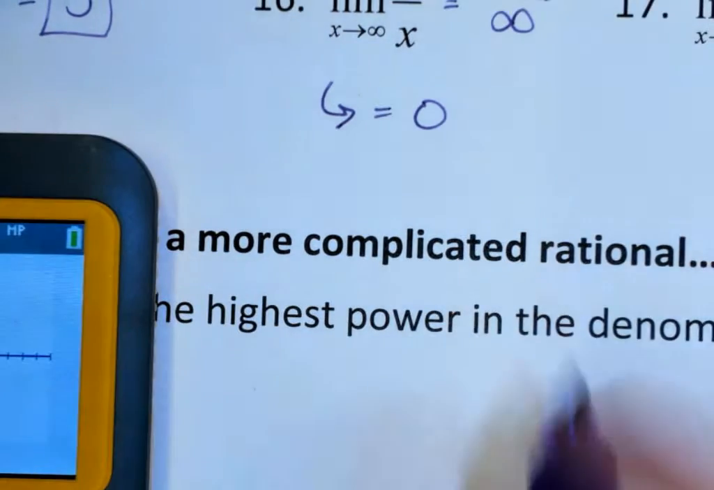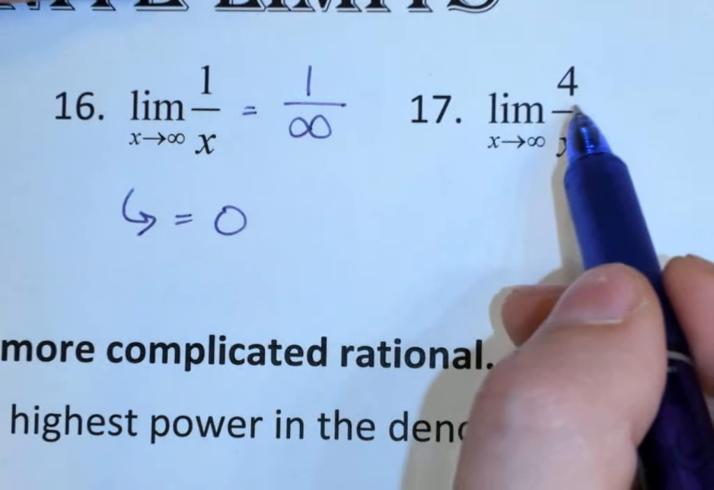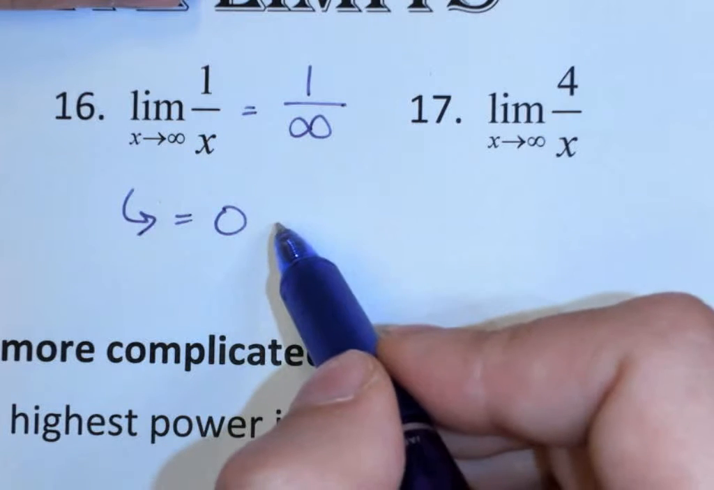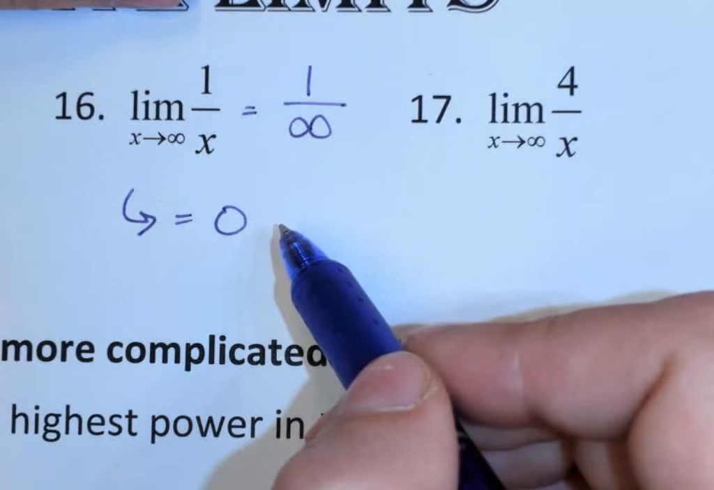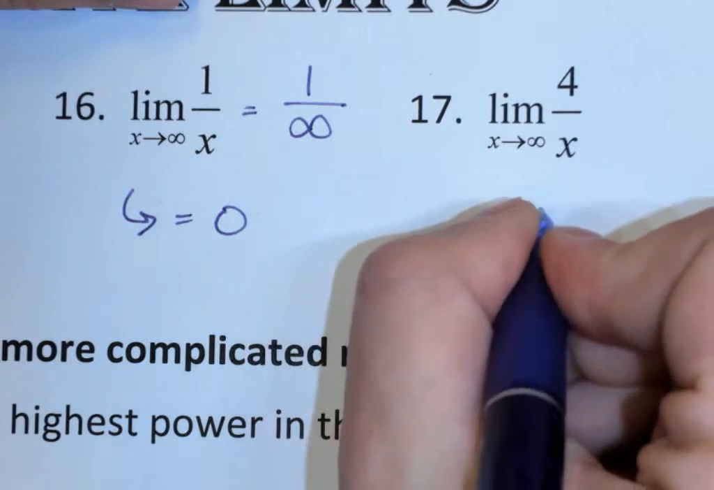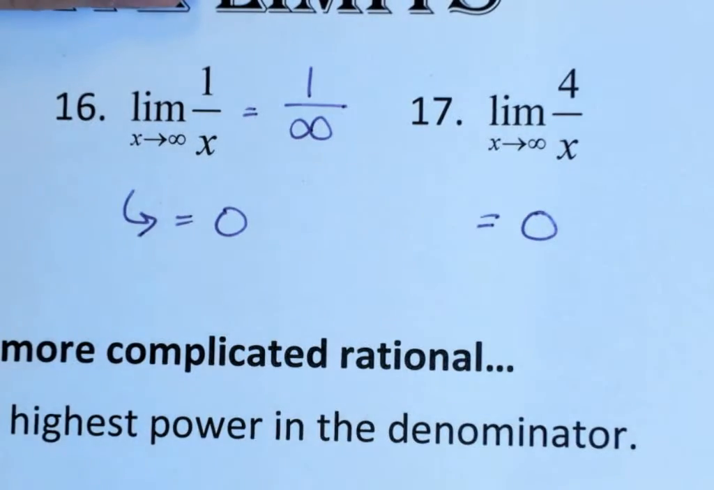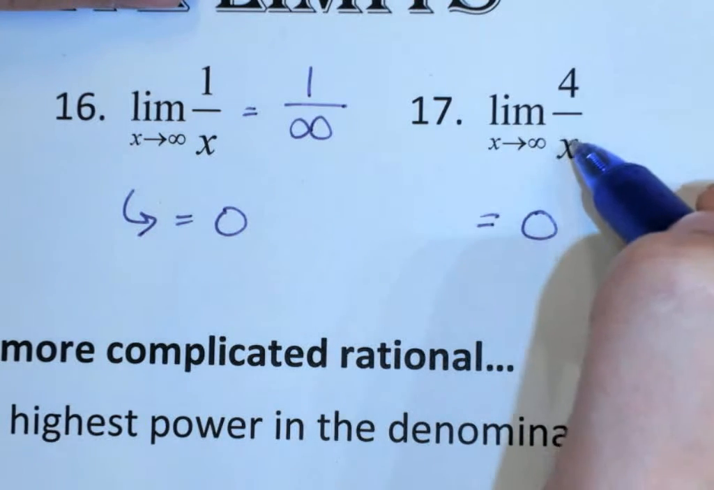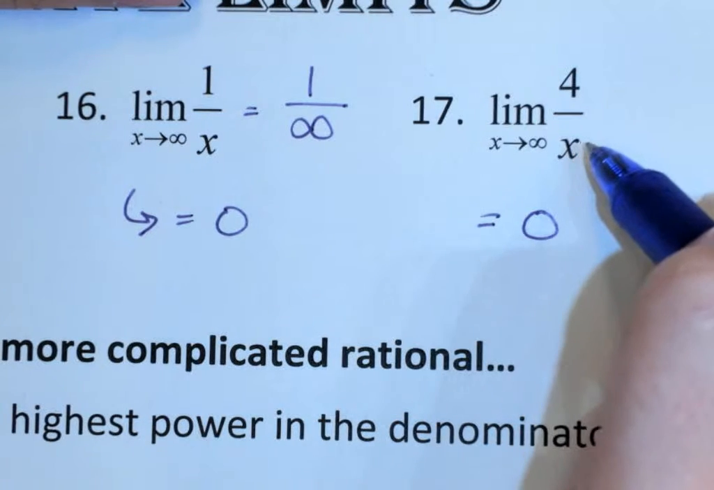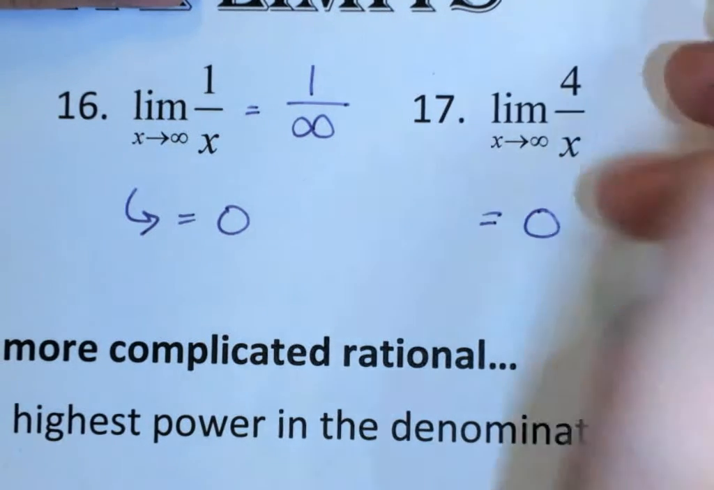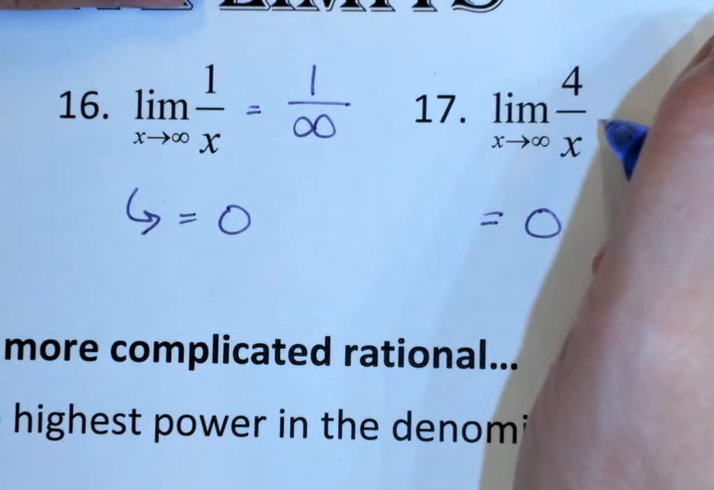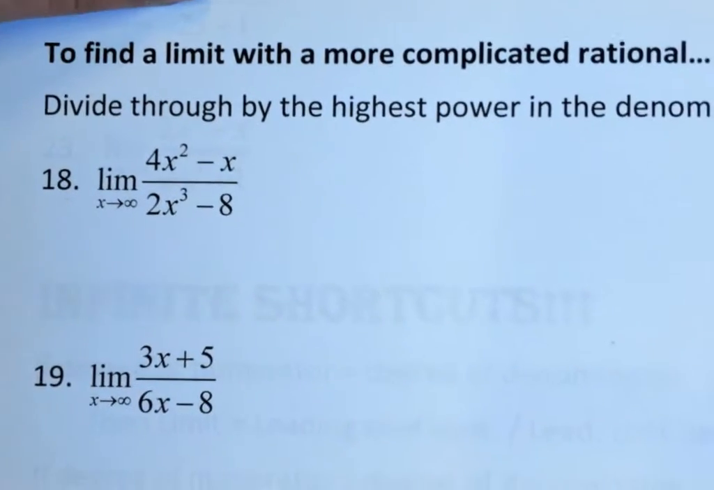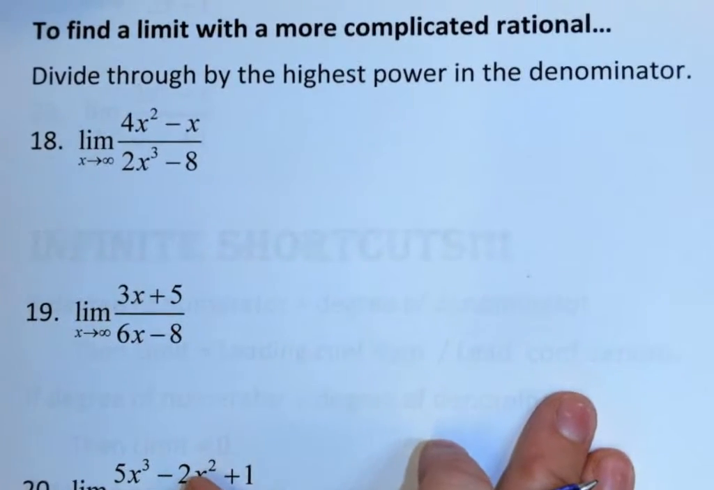So what would happen if instead of having a 1 up on top, I put a 4 there? It's going to be the same thing. It might not get to 0 quite as quick, but it definitely goes there. So this guy is also 0. So what you need to understand is if we're taking the limit of something and it is a fraction with a variable in the denominator and you're going to infinity or negative infinity, it doesn't matter. This guy is always going to go to 0. And that's the main idea behind finding infinite limits. So go ahead and write down number 18 for me, please.